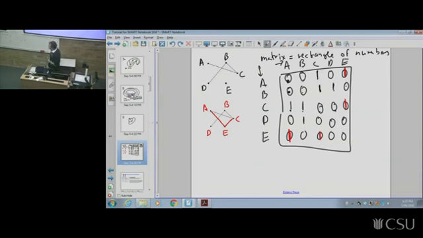Some other patterns to notice: for simple graphs like these, you only get zeros and ones. That's all you get. In order to get numbers higher than 1, it needs to be a multigraph, where you're usually allowed to have multiple edges.